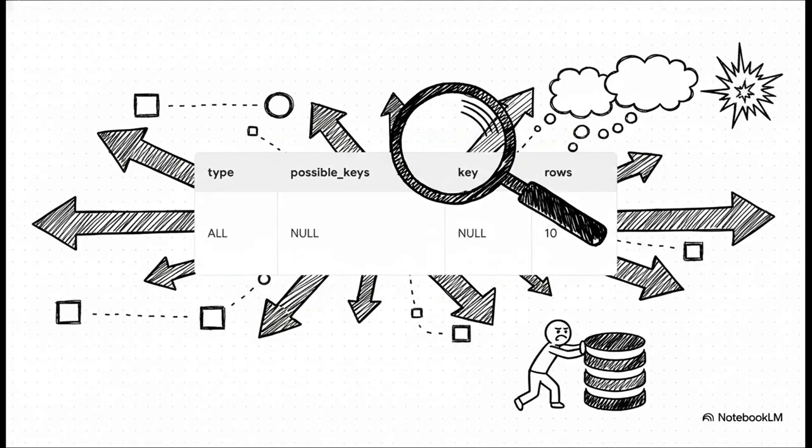Okay, so let's look at this output. This is the signature of an inefficient query. See how key is NULL and type is ALL? That's the database basically telling you, hey, I couldn't find an index to use, so I'm scanning all 10 rows. Now that's not so bad, but what if that number was 10 million?